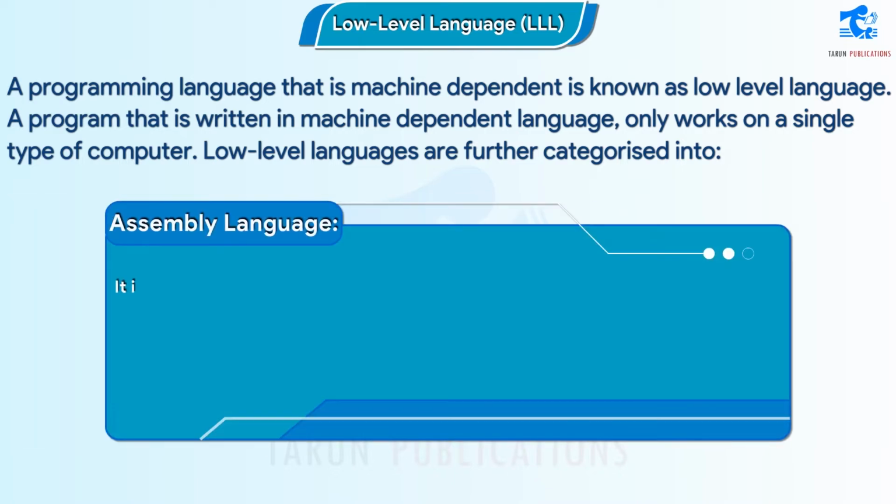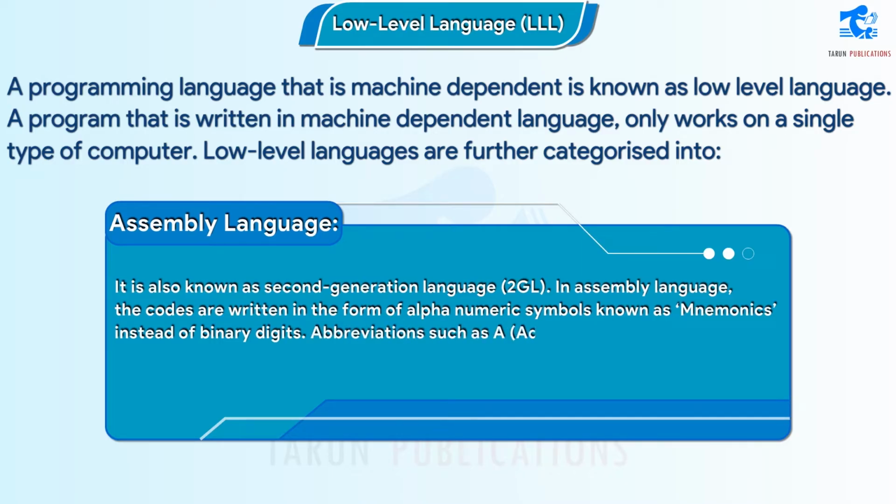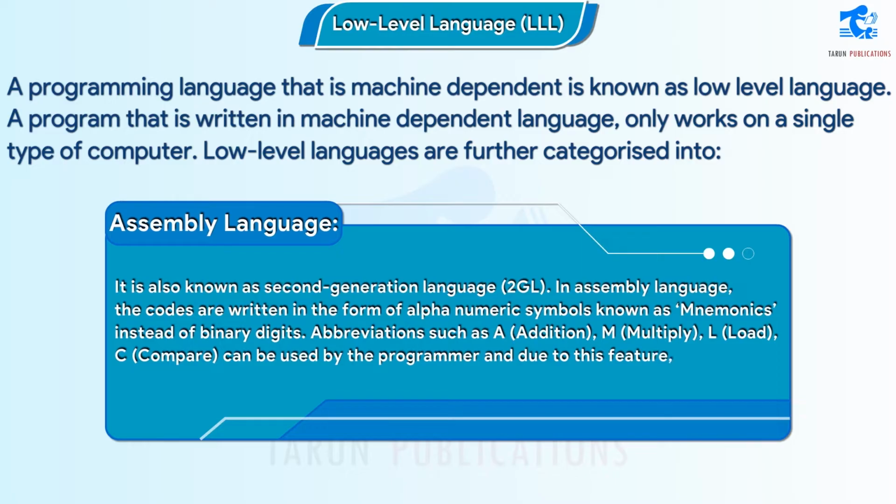Assembly language. It is also known as second-generation language, 2GL. In assembly language, the codes are written in the form of alphanumeric symbols known as mnemonics instead of binary digits. Abbreviations such as A for addition, M for multiply, L for load, C for compare can be used by the programmer, and due to this feature, assembly language can also be referred to as symbolic language.